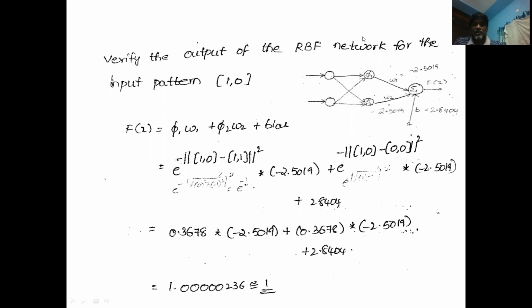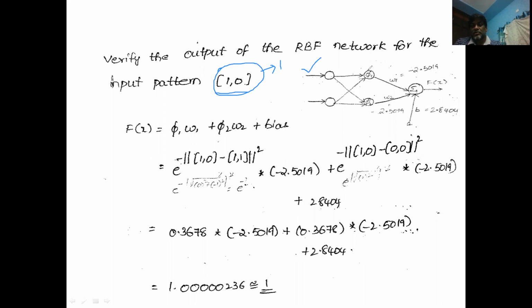Okay, so let us verify the answer by considering the input pattern 1 0. We know that for the input pattern 1 0, the output that should be produced is 1. So 1 0 should produce output as 1. This is the architecture we got.